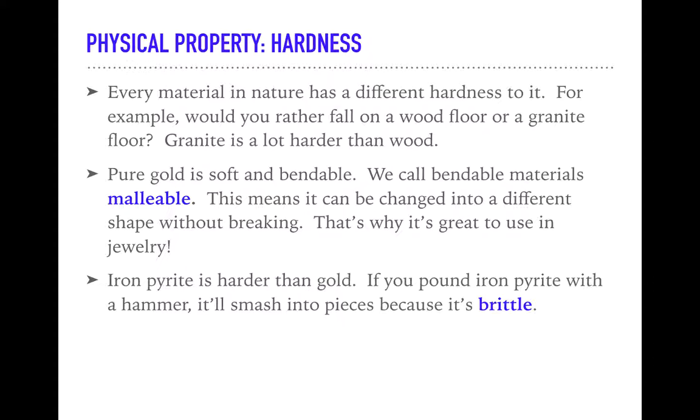If something is bendable and can be formed into different shapes without breaking, we call it malleable. Because gold is malleable, we are able to form it into jewelry. Think about other metals we use in jewelry. These substances would be malleable as well.